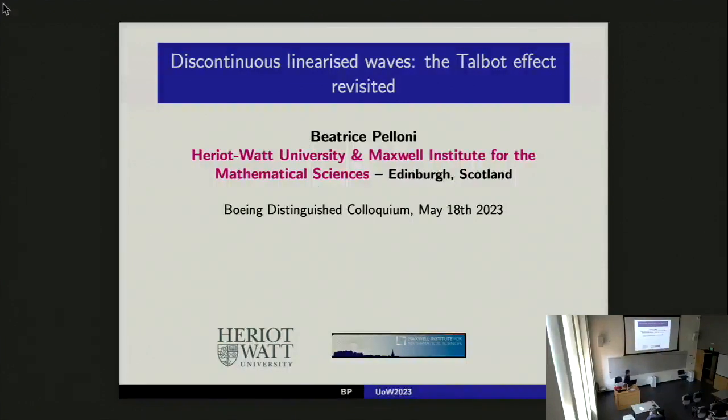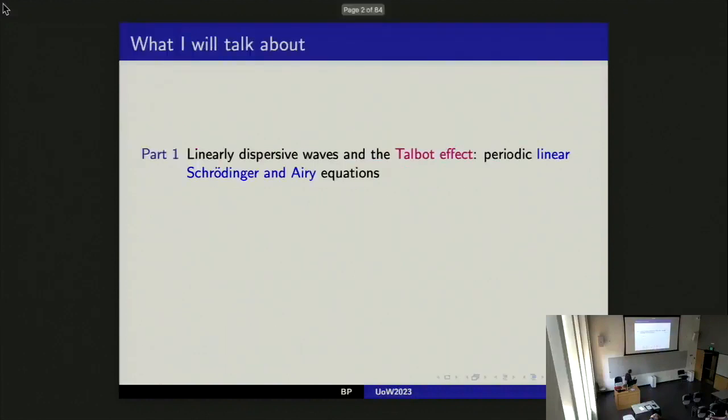Okay, so this is my title, and it's a bit cryptic. Discontinuous linearized waves, the Talbot effect, revisited. Not many people know what this Talbot effect is, and discontinuous and linearized waves doesn't seem to make a lot of sense. So I'll try to, first of all, explain what it is that I will speak about.